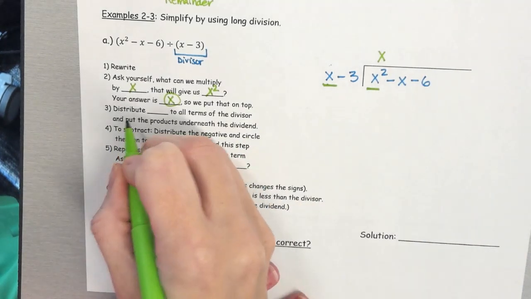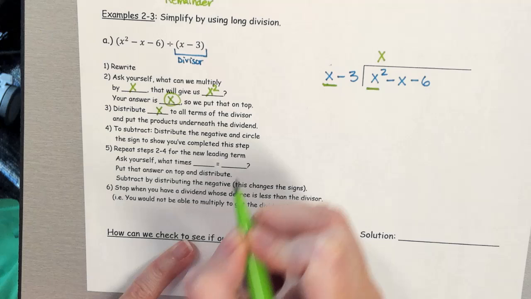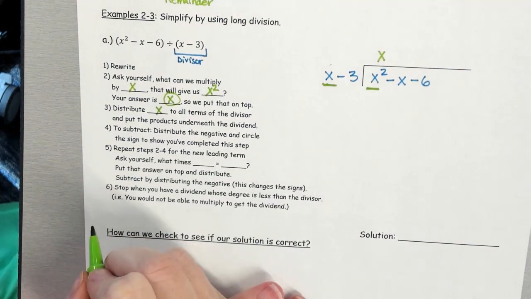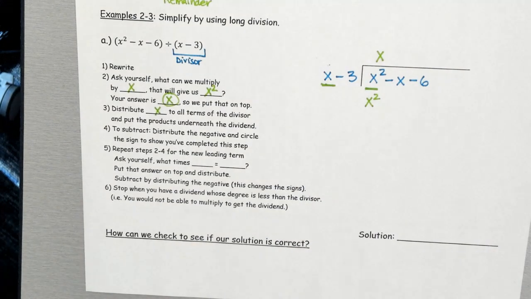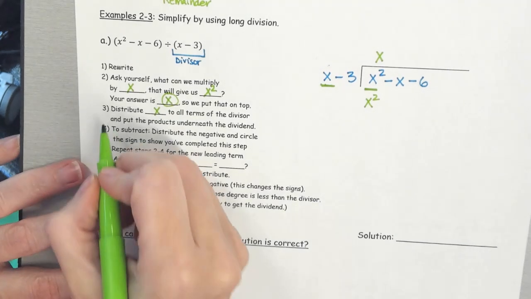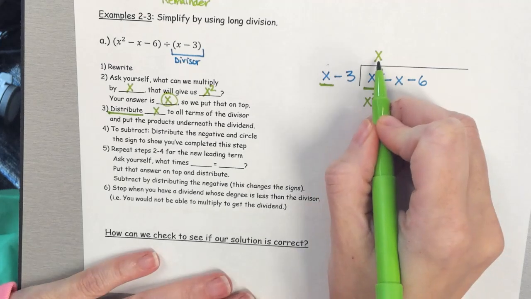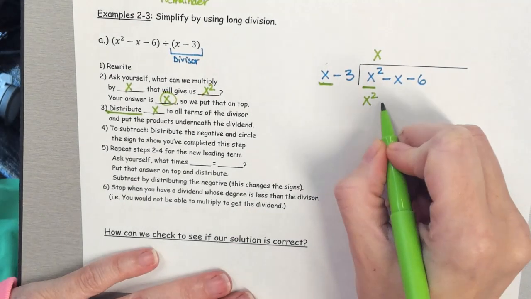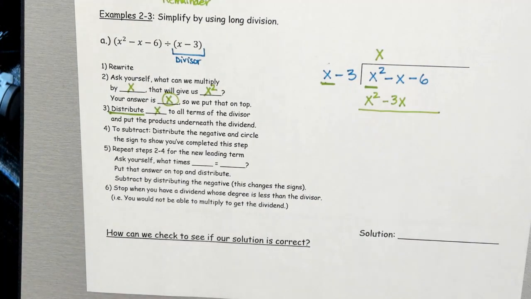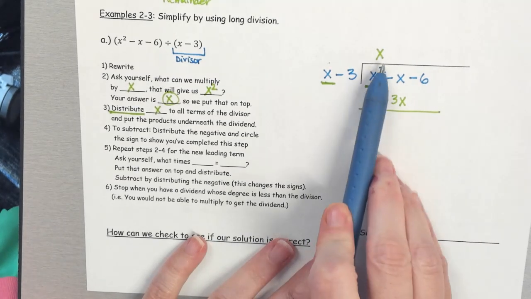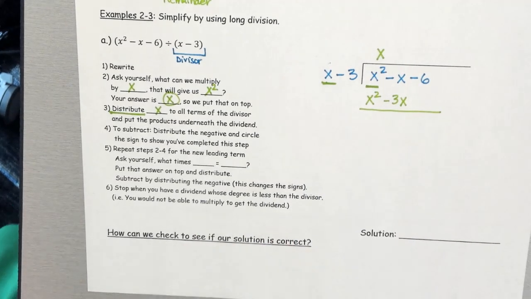Okay, so now we have to distribute that value to all terms of the divisor. So x times x is going to give you x squared. What's different about this is you have to distribute. Okay, so if you're distributing, you're going to multiply x times negative 3, which is negative 3x. You're going to put that here. Okay, and this is going to take a couple times through to really understand, so just try to bear with me for these. So x times x is x squared, x times negative 3 is negative 3x.